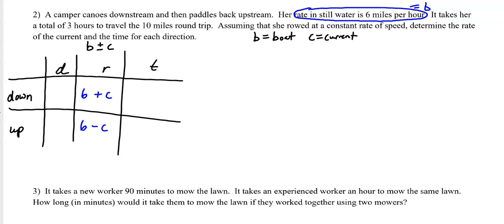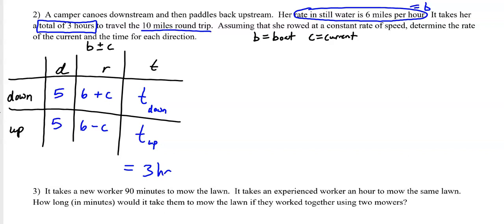It takes her a total of 3 hours. So they don't give me each time separately, but I do know that the total is 3 hours. So we're going to call this time down, and it's going to be a different time up. And hopefully they give us the distance, which is 10 miles round trip. So that means everything total. So that means we have a 5, and we have a 5.